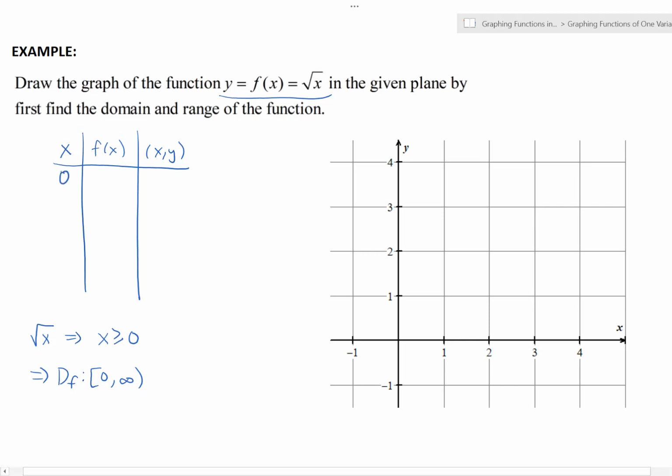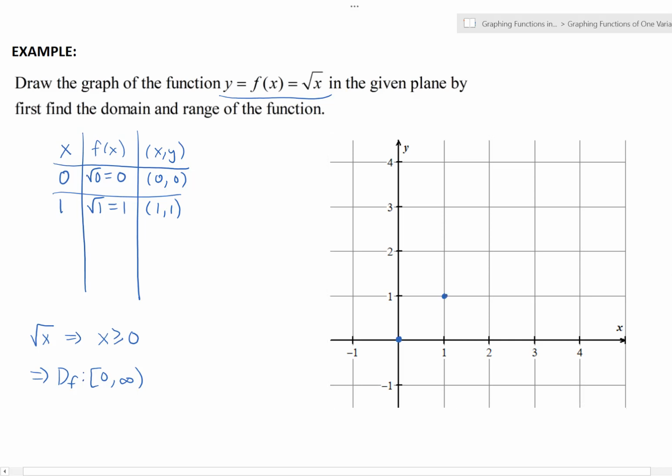So if x is 0, then the square root of 0 is 0. So we get the ordered pair 0, 0. So this function as well has the ordered pair at the origin as part of its graph. Now we'll pick some nice numbers going forward because perfect squares as inputs result in nice outputs. Like for instance, if x is 1, then the square root of 1 is 1. And we get the ordered pair 1, comma 1.